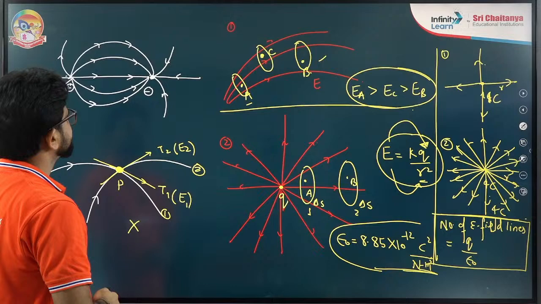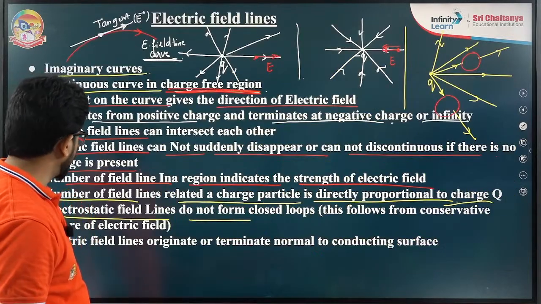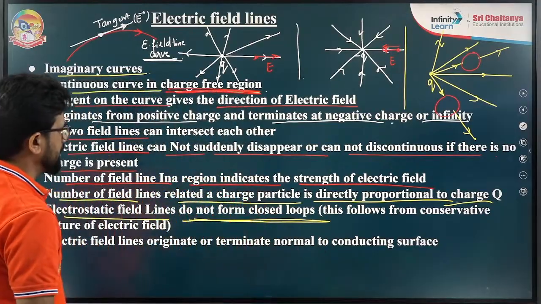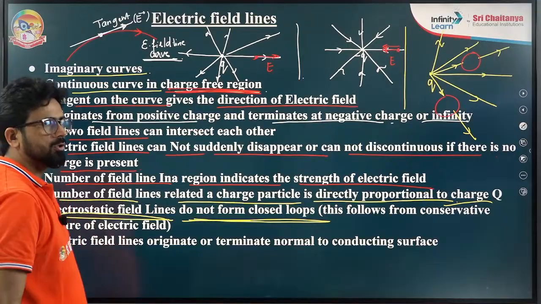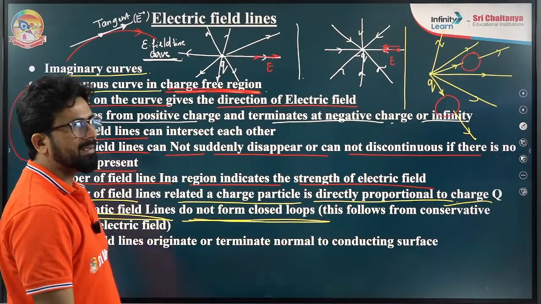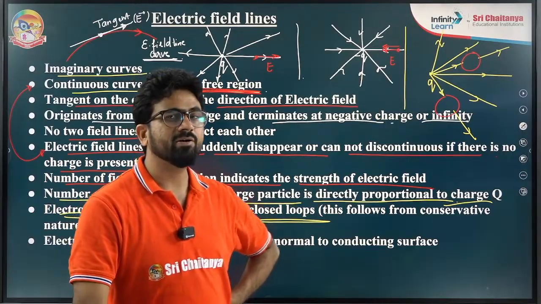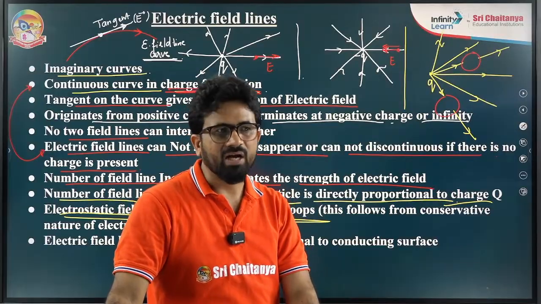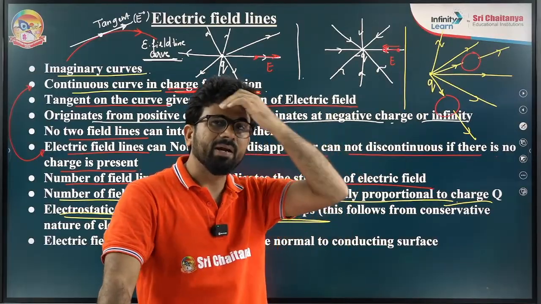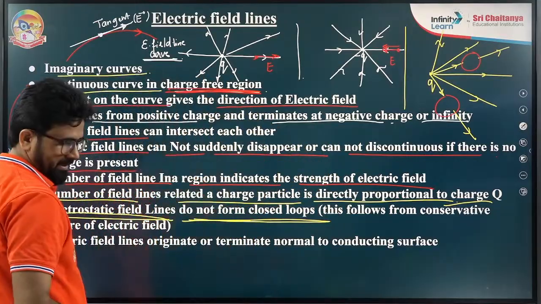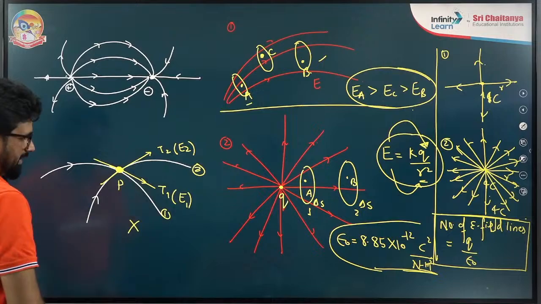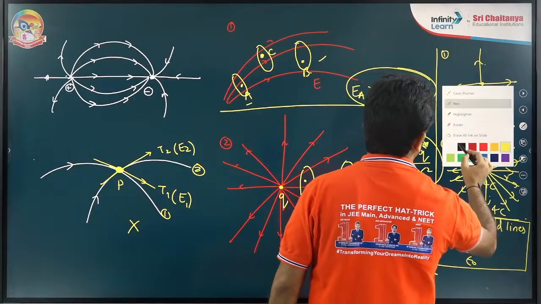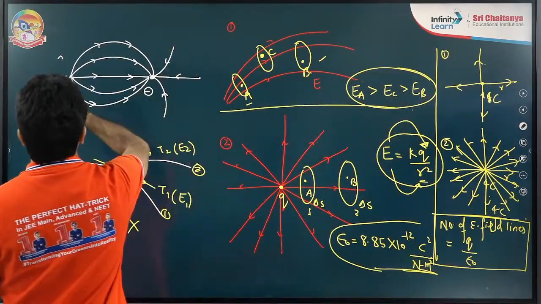Next point. What is the next point, beta? The electrostatic field lines do not form a closed loop. What is the meaning of closed loop? The meaning is very simple. They start from positive charge and terminate on negative charge. If they are not terminating, and are going from negative to positive, then it is wrong. I will tell you, just focus. Suppose I am writing here. I am erasing a little bit from here, you will understand.